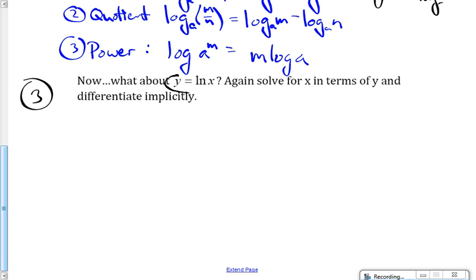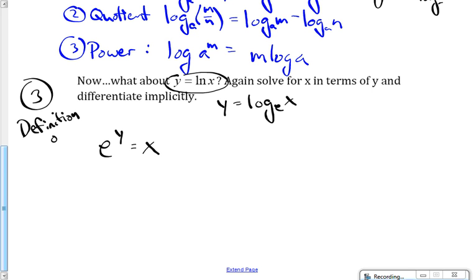All right, so I'm going to take y equals natural log of x, and I'm going to use the definition of a log to rewrite it, solved for x. Do you remember how I can rewrite this so that x is by itself? How would you write it? y equals log base e of x. Does this help if I do that? How can I write it? e to the y equals x. Why is that true? That's the definition of a logarithm. Good so far?